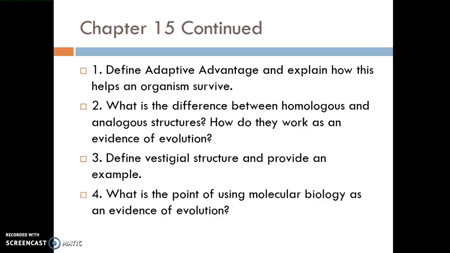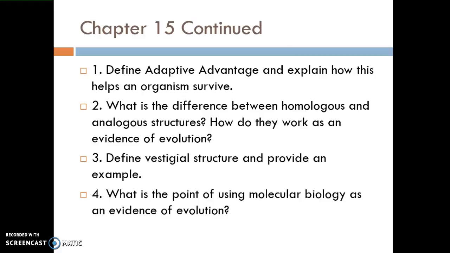Okay, next, this is still from chapter 15. Define adaptive advantage and explain how this helps an organism survive. Adaptive advantage is having an adaptation that allows you, as an individual of a species, to have a greater chance of survival. In class we used the example of the owl having different characteristics that are adaptations from other birds and other similar species that allow them to survive in the way that they do.